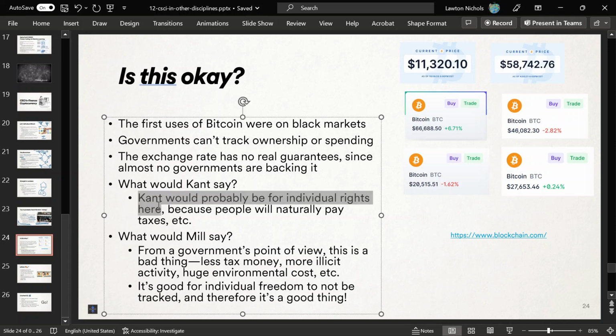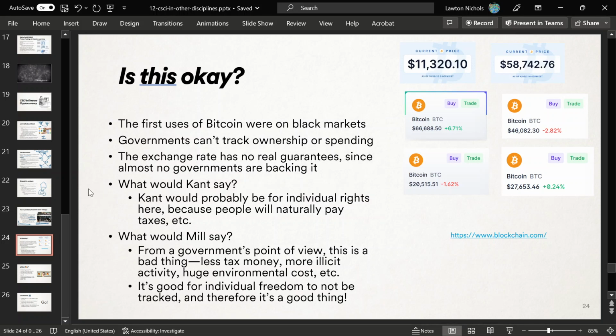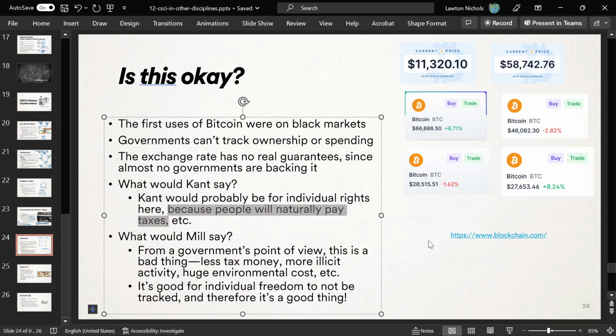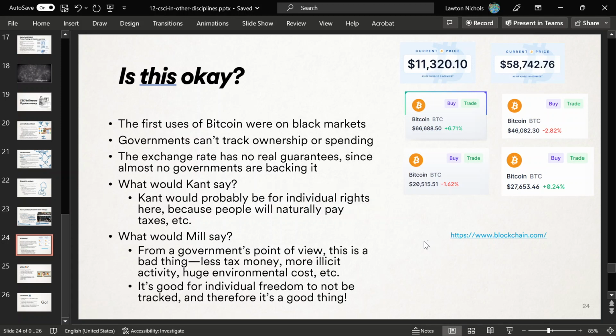But Kant, just in general, was for individual rights. And so he would most likely be a proponent of cryptocurrency. He would say, well, in a fair world, people would always naturally want to declare the things that they did to their equivalent of the IRS, and people would naturally pay their taxes and things like that. He likes to trust people, and so Kant would probably say yes to Bitcoin. There's some more privacy when you want it, and you deserve it. So Kant would probably be a proponent of cryptocurrency.